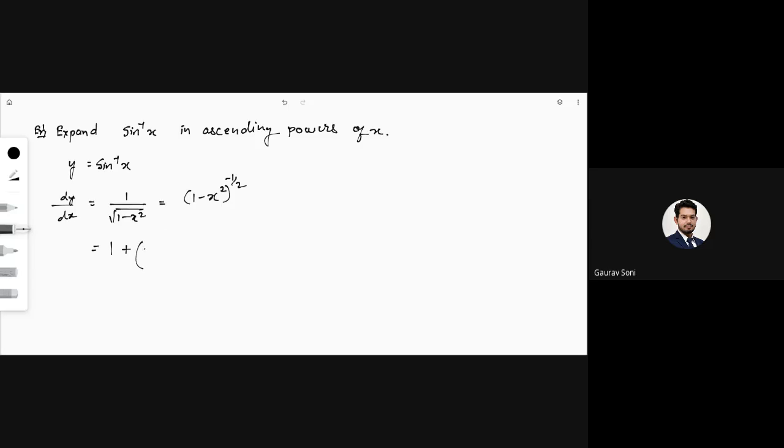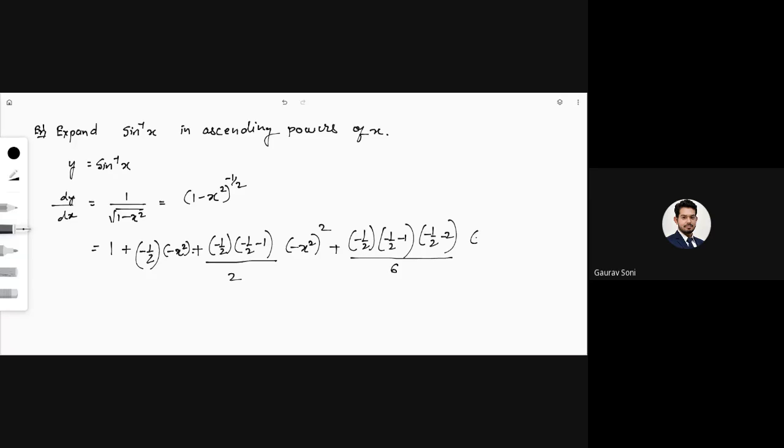That will be 1 plus n. What is the value of n here? It is minus 1 by 2, then there is minus of x square, plus minus 1 by 2 into minus 1 by 2 minus 1 divided by 2 into minus of x square whole square, plus minus 1 by 2 into minus 1 by 2 minus 1 into minus 1 by 2 minus 2 divided by 3 factorial, which is 6, into minus x square cube, and so on.